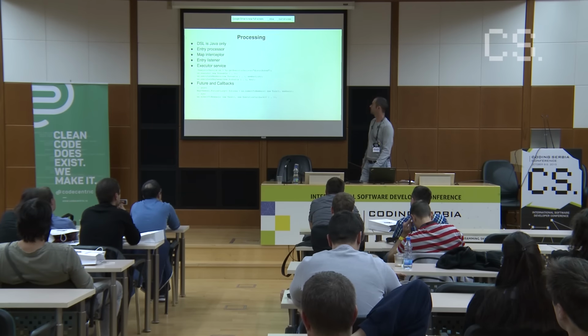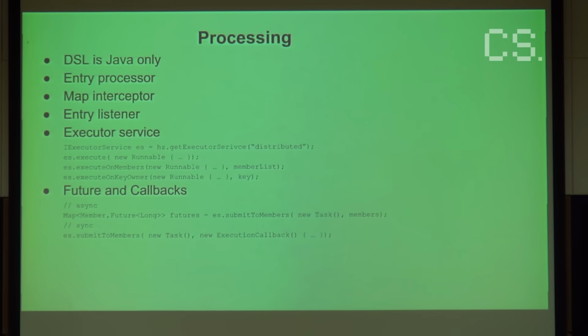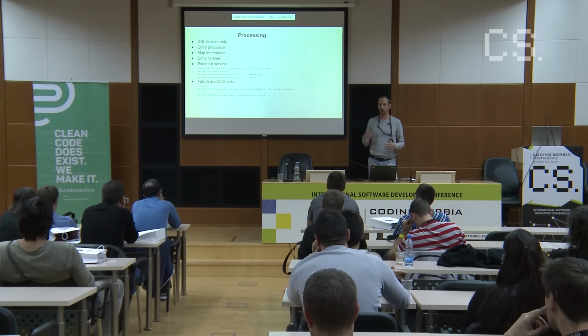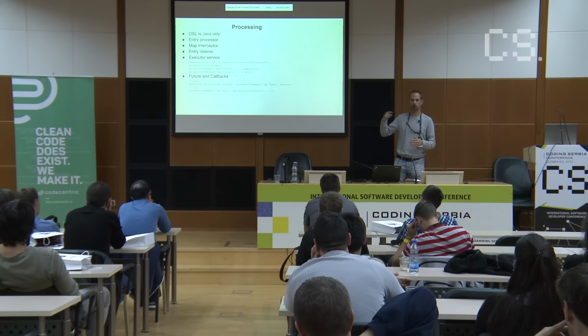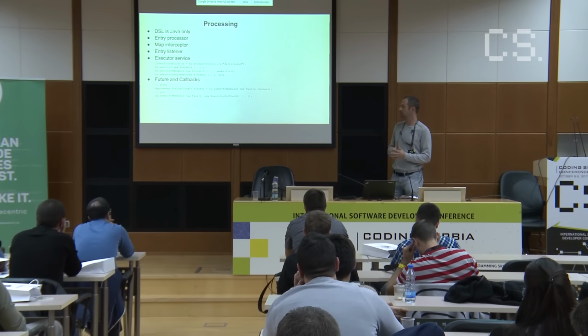So that's it about the data, and this is processing. This is basically what makes all the difference between data grids and distributed caches. So we have a huge data store. Some of the data needs to be processed, and you don't want to make constant lookups and unnecessary network traffic.